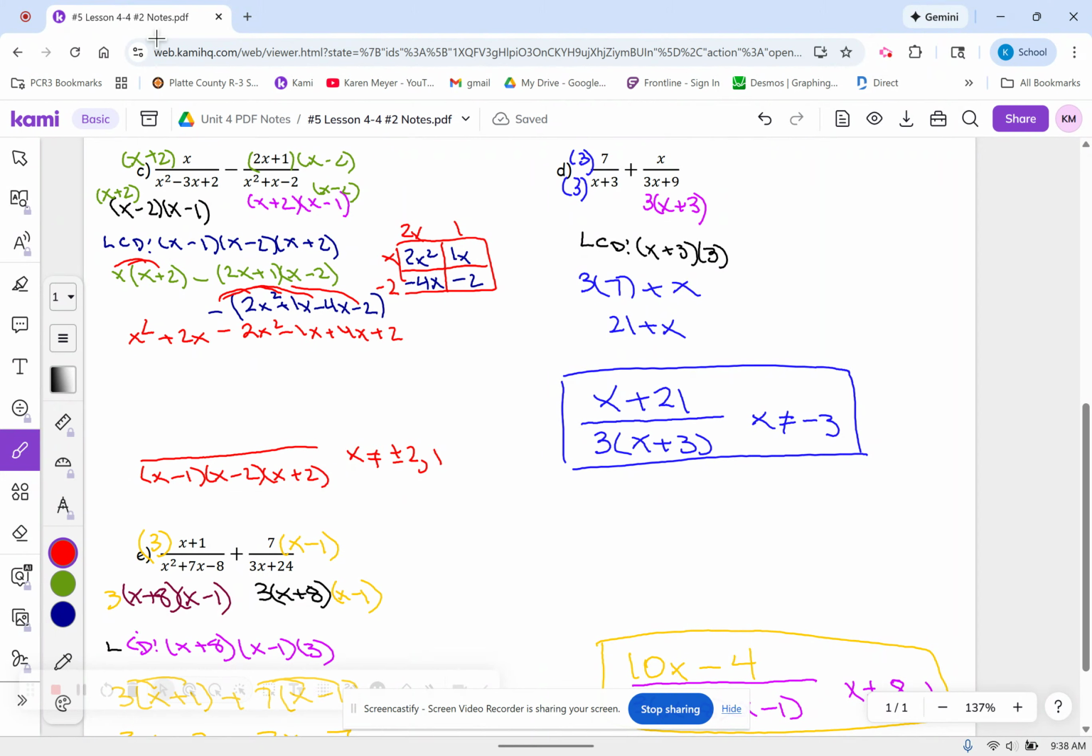Okay, so then if I combine like terms, x squared minus 2x squared is negative x squared. 2x minus 1x is 1x. 1x plus 4x is 5x. And then we have the plus 2 at the end. And that becomes your new top, and you are done.